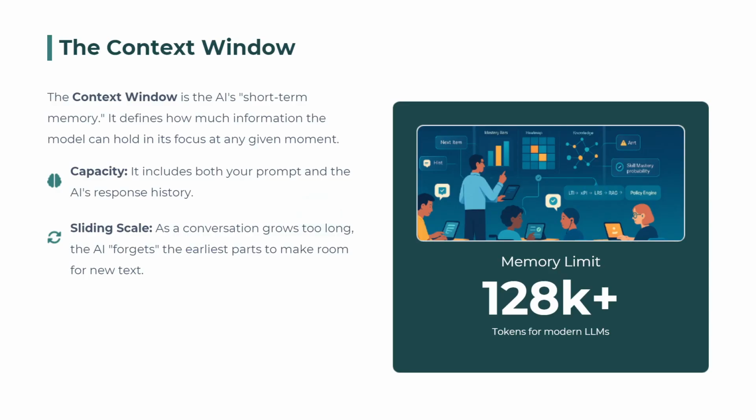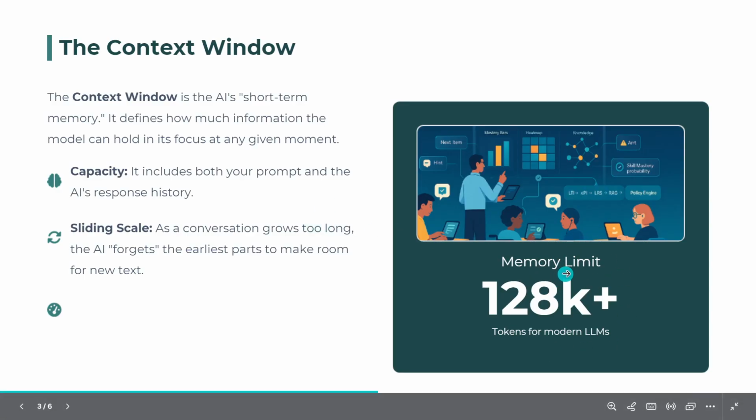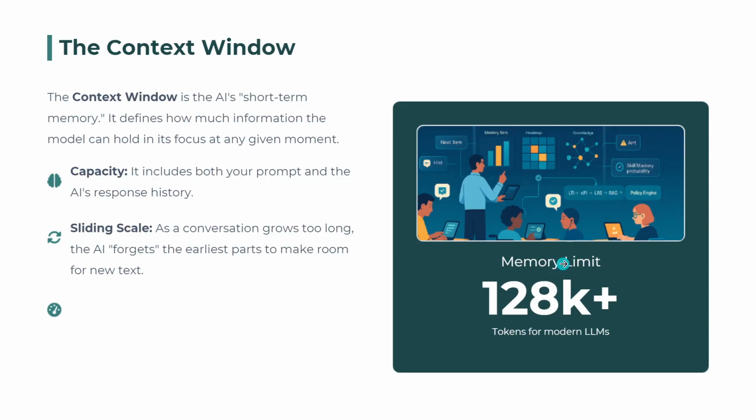Modern models, like the ones we use in business, often have windows of 128,000 tokens or more. But beware, it's a sliding scale. As your conversation gets longer, the AI will eventually drop or forget the earliest parts of the chat to make room for new information.